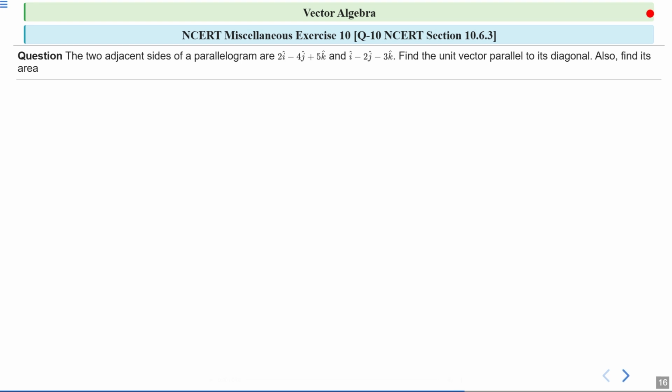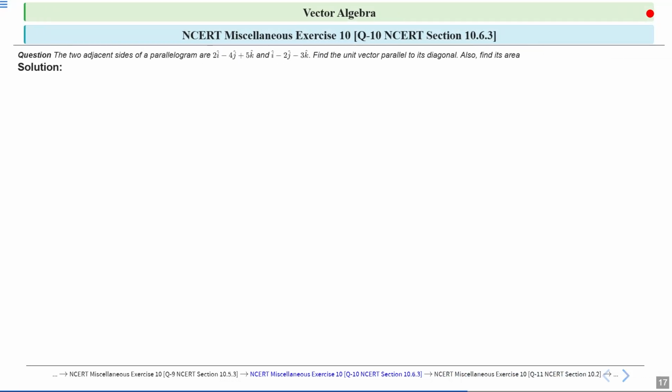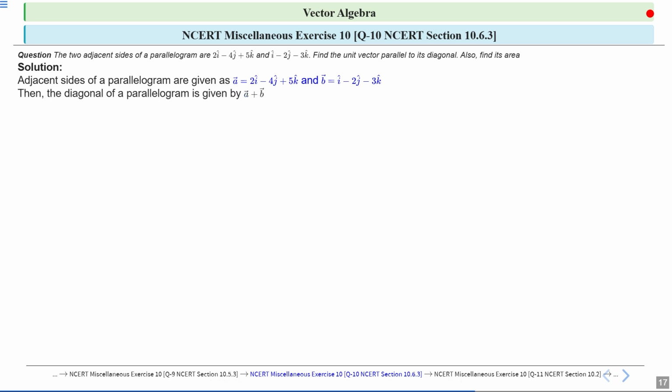So let's see how we can solve this. The two adjacent sides of a parallelogram are 2i cap minus 4j cap plus 5k cap and i cap minus 2j cap minus 3k cap, and we need to find a unit vector parallel to its diagonal and also find its area. Now the adjacent sides of the parallelogram are given as a vector equal to 2i cap minus 4j cap plus 5k cap and b vector equal to i cap minus 2j cap minus 3k cap. Then the diagonal of a parallelogram is given by a vector plus b vector.